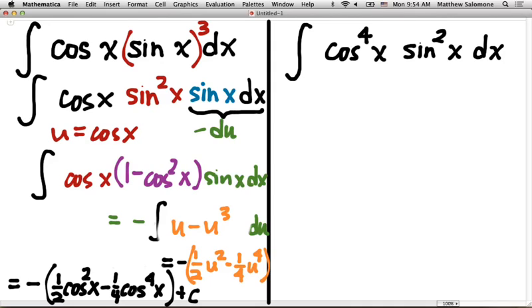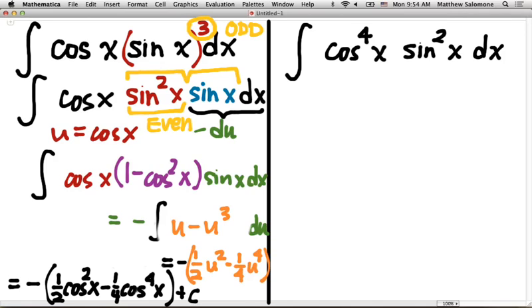So thinking strategically, how would we have known that this method will work? What made this an option for us? What was true about the powers on cosine and sine here? They were both odd. In particular, the one that we peeled off started odd, right? So we started with this odd power of sine of x, and that allowed us to peel it off. When I peel off a sine of x, I'm left here with an even number of sines left over, right? After all, when you subtract 1 from an odd number, you get an even number.